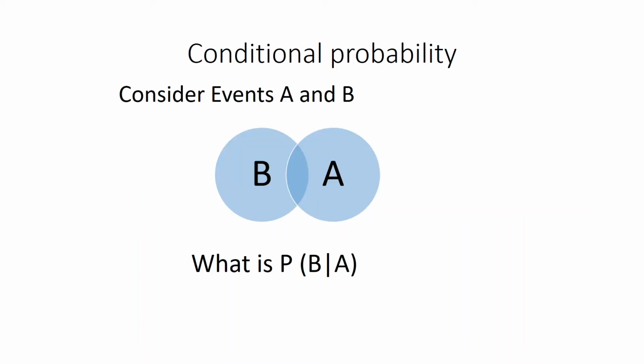Now, let's start to talk about conditional probability. Let's consider two events occurring, event B and event A. In conditional probability, you can be asked, what is the probability of event B occurring given event A has occurred? This sign here means given. Therefore, it's read, what's the probability of event B given event A has occurred?